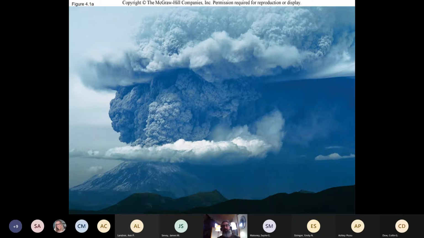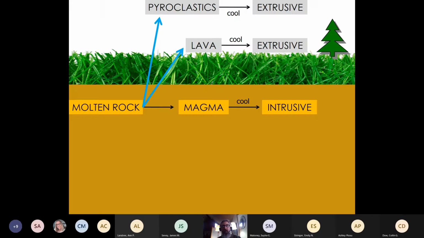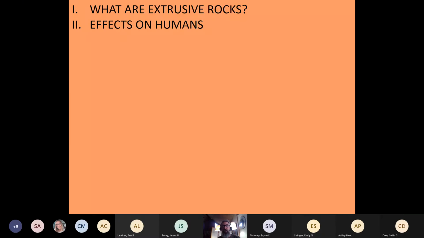Let me back up a little bit. The process of molten rock leaving the ground, by either one of these two methods, is known as volcanism. Volcanism is molten rock leaving the ground.